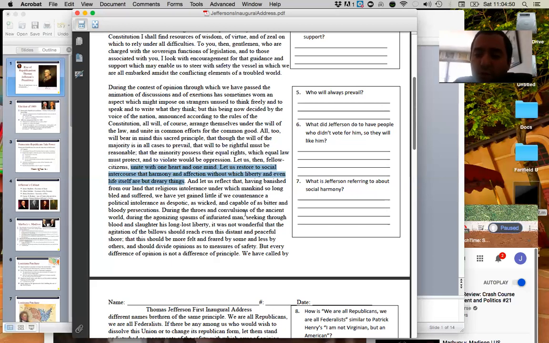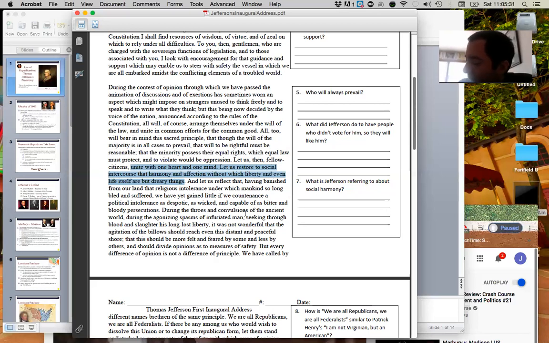So what is Jefferson going to do? Jefferson is going to do his best to restore to social intercourse harmony and affection. Okay? He wants to bring people together. He wants people to focus on harmony. He wants people to focus on liberty. He wants individuals to focus on the nation's success. He's not saying anywhere along these lines that he's going to force them to think a certain way. No, he doesn't say that at all. But instead, his goal is to bring people united more together than ever before.